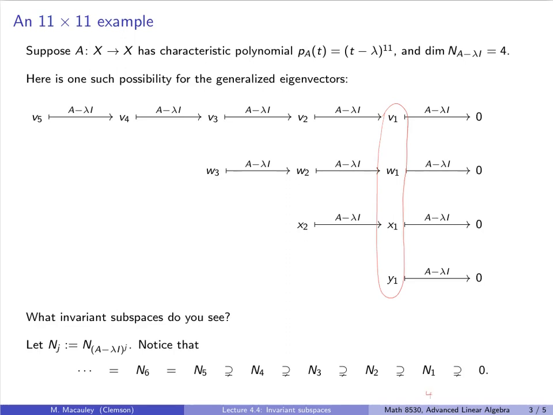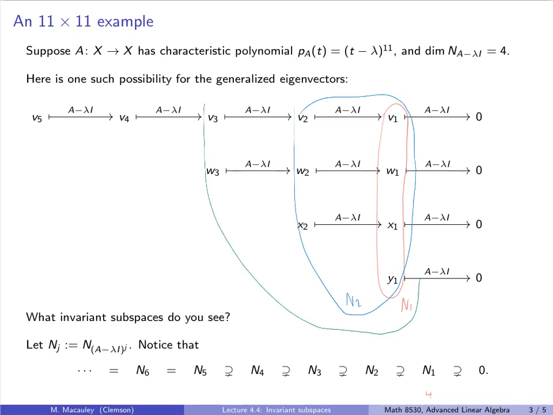So that's going to be four-dimensional. Let me write N1 here. N2 is going to be all vectors that are killed by two iterations of A minus lambda I. So that is all of these 7 vectors, or the span of these 7 vectors. So this is going to be N2. I'm probably using different colors than I did in the previous slide, but that doesn't really matter. So N3 is going to be this 9-dimensional subspace. So let me write the dimension here. So this is 9-dimensional, this is 7-dimensional.